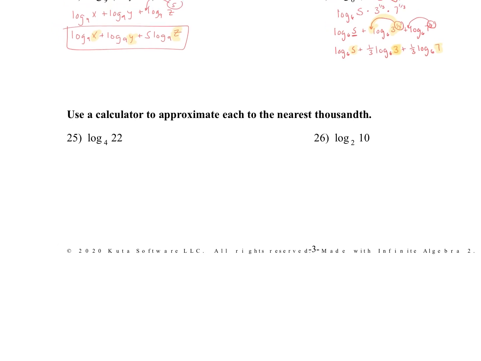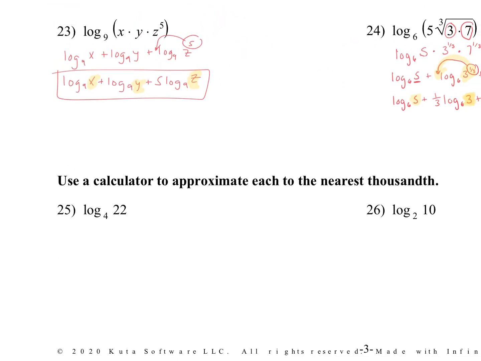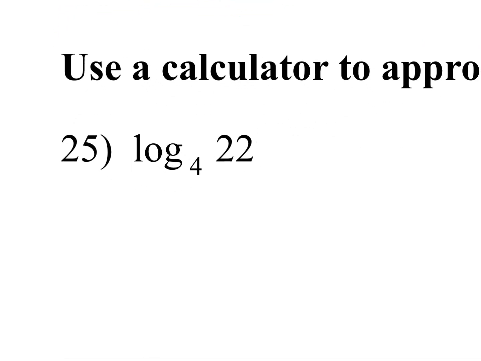All right, 25. So use a calculator to approximate each to the nearest thousand. For these, we're doing our change of base formula. So we have a log on top and a log on the bottom. Which number goes on top? 22. Awesome. The one that's already on top stays on top. The one that's kind of down low goes down low. So we need to figure out what the log of 22 is and the log of 4.